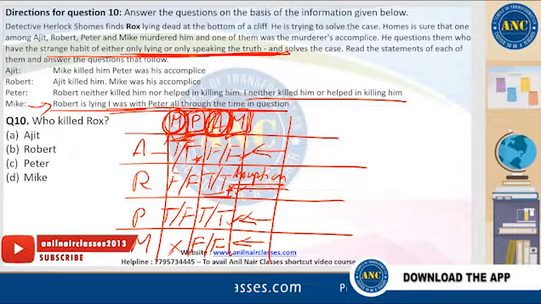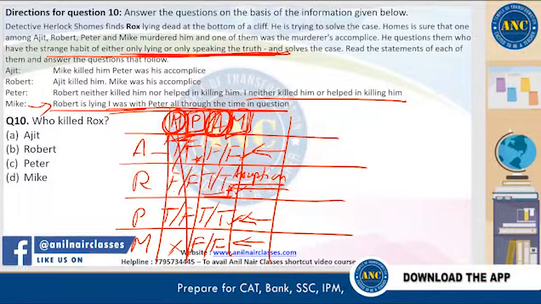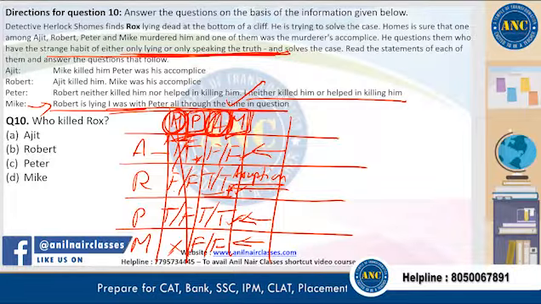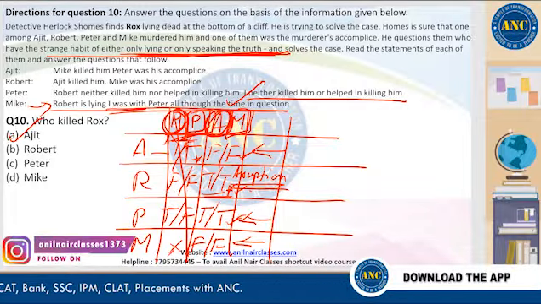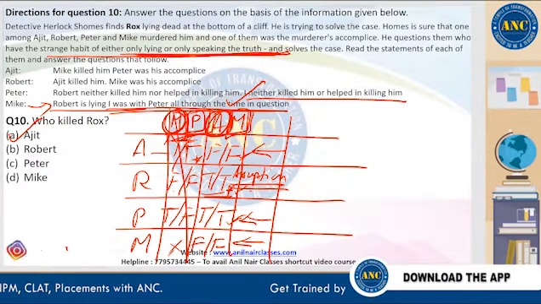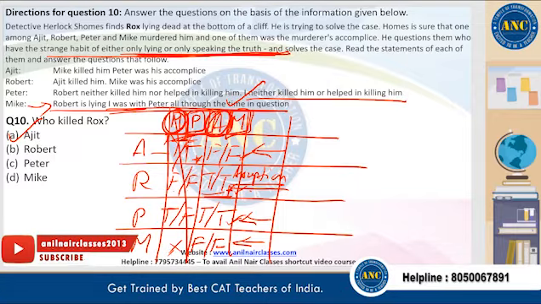Using that, we can simply identify who killed Rocks. It's pretty simple. This case is negated. This case is absolutely right. The murderer's name is Ajit. And if they had further asked who the accomplice is, it would have been Mike. Easy one. I'm sure most of you would have solved it mentally.